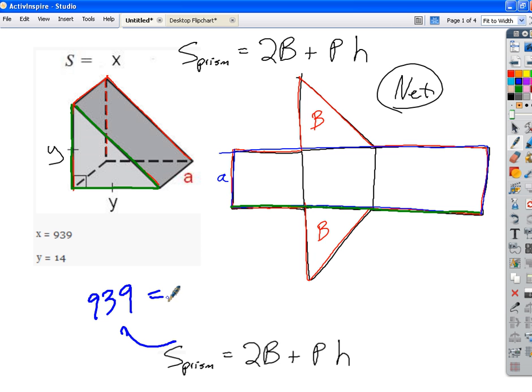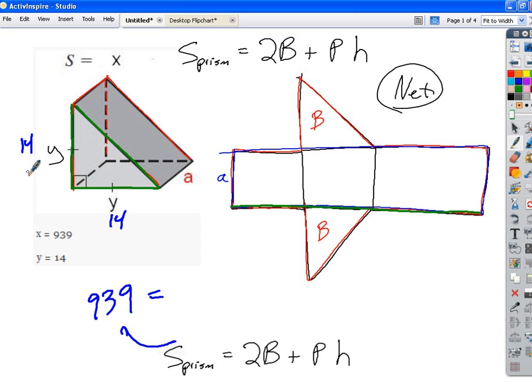What about B? 28. How'd you get 28? 14. Okay, now hang on. No, but it's the area of the base, right? So here's the base. The base is this triangle that's 14 across and 14 high. What's the formula for the area of a triangle? 1/2 base times height. Okay.